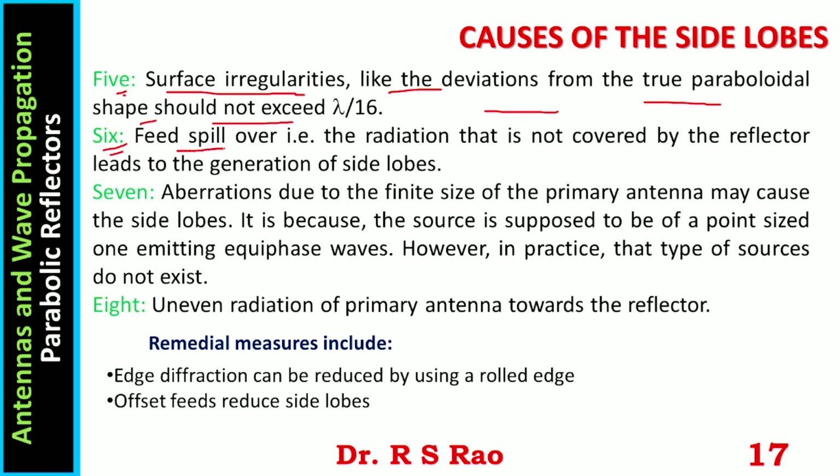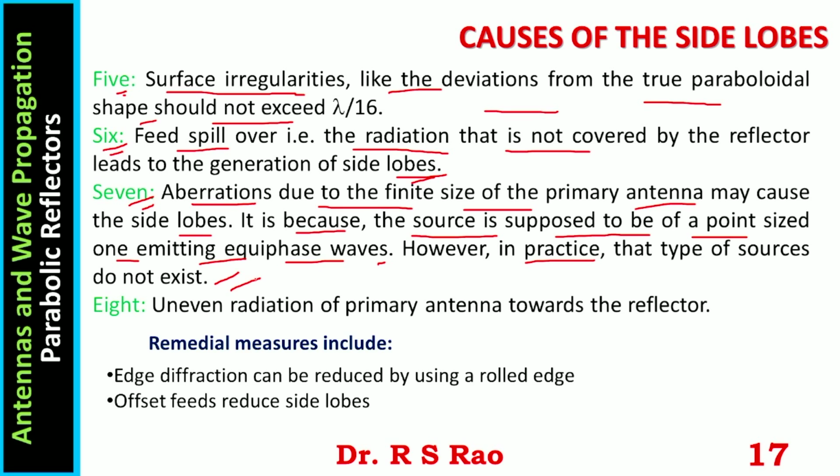Sixth one, feed spillover. The radiation that is not covered by the reflector leads to the generation of side lobes. Seventh one, aberrations due to the finite size of the primary antenna may cause side lobes. It is because the source is supposed to be point-sized, emitting equiphase waves. However, in practice, that type of source never exists. Eighth one, uneven radiation of the primary antenna towards the reflector.